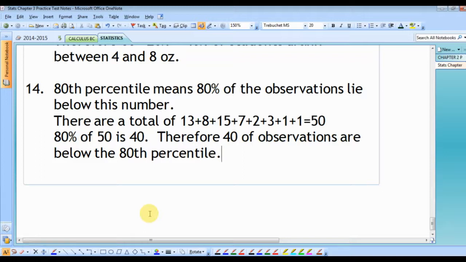Are 40 observations below 10? No. There are only 13 observations below 10. I don't understand what the graph is. It's the closing price, $10. So the bottom is the price? Yeah, the bottom is the price. Do we have to figure that out? Yes.